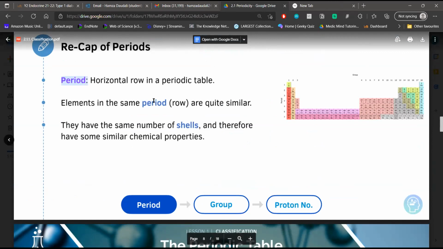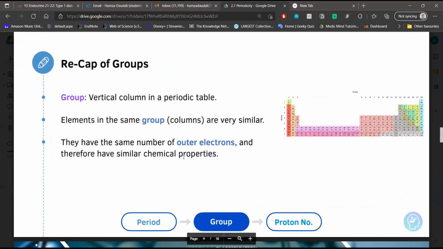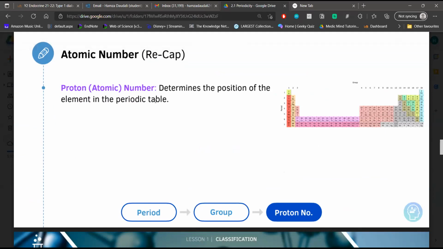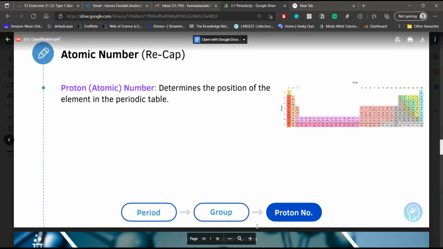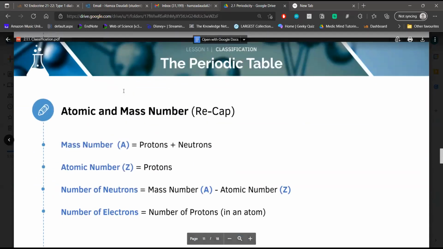To be fair, period, probably not. If you're in the same period, you probably won't have similar chemical properties. You can have a really varying range of chemical properties across a period, whereas in a group, you do have similar chemical properties. The proton number determines the position of the element in the periodic table. So I'm hoping all of you guys have a periodic table in front of you. The proton number or atomic number should be the top number in the periodic table for you guys. So it'll go basically 1 for hydrogen, 2 helium, 3 lithium, 4 beryllium.